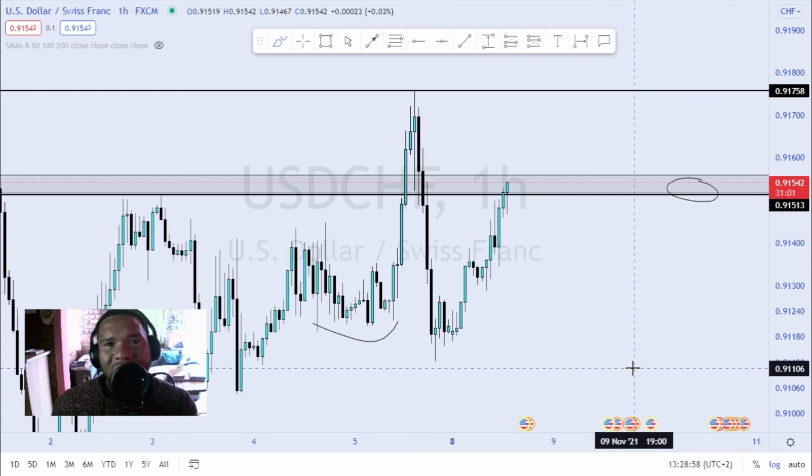This is basically just guidance for you as a trader to see, okay, also look at the same setup. How can you make it better, right?